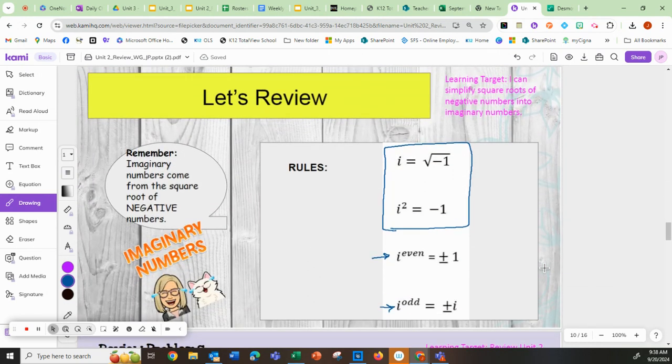And then when we're dealing with imaginary numbers, i is always equal to the square root of negative 1. i squared is always equal to just the number negative 1. And then if I have i to an even power, that will always simplify to be either positive or negative 1. And if I have i to an odd power, that will always simplify to be positive or negative i. You have to work those out.